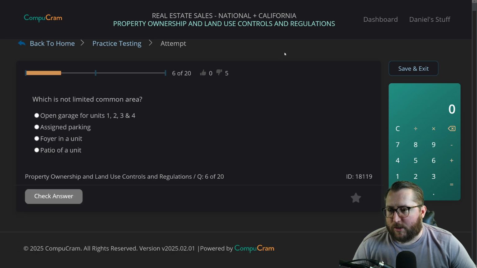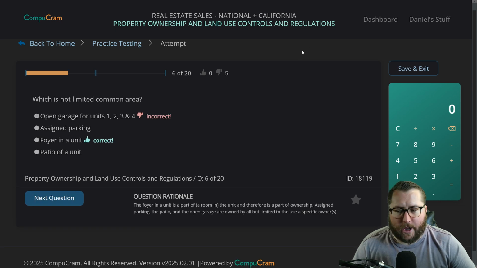Question 6. Which is not limited? Common area, open garage units 1, 2, 3, and 4, assigned parking, foyer in a unit, patio of a unit. Which is not limited? Common area? That seems limited. That's probably limited. Open garage unit, nope. Foyer in a unit.